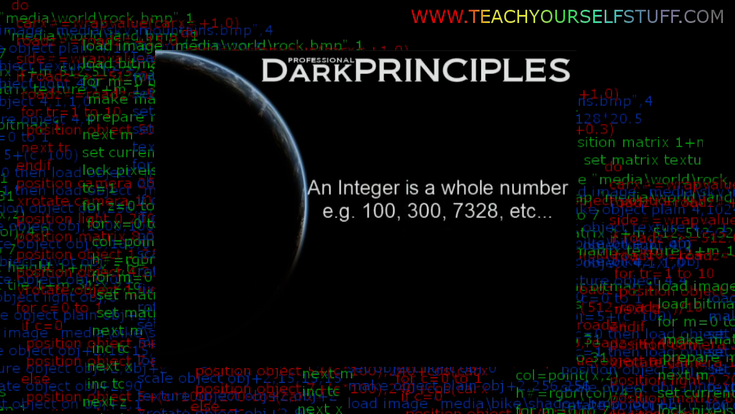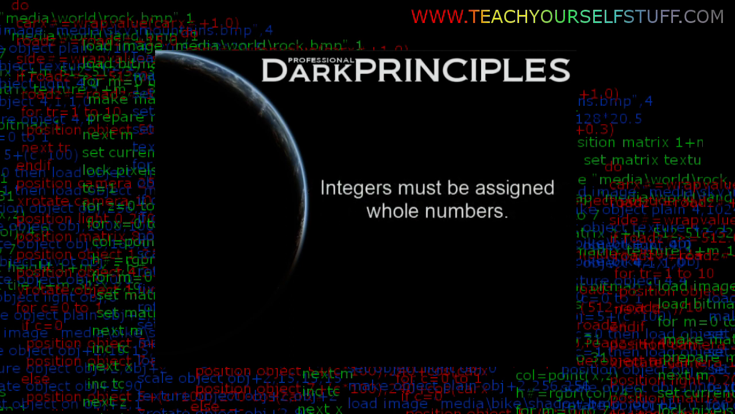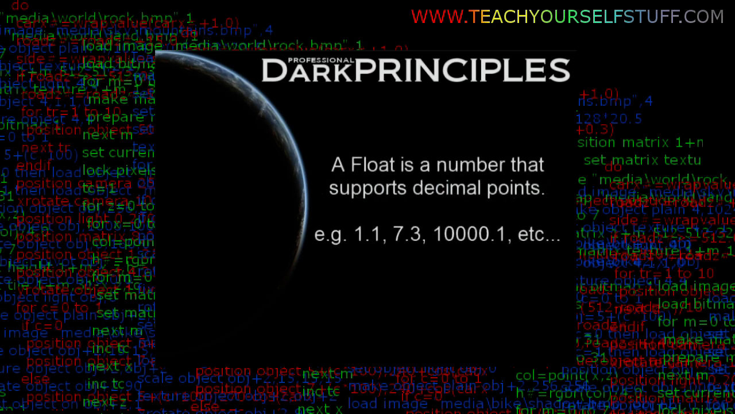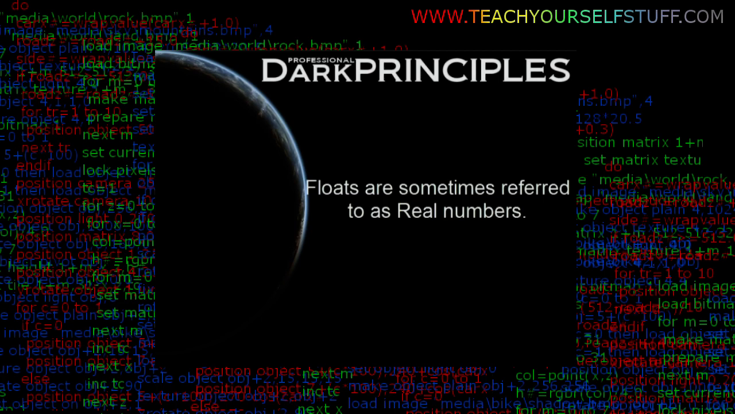An integer is a whole number. This can be 1, 2, 35, or even 65,543, or anything else you like, as long as it's a whole number. A float is a number that supports decimal points, for example 1.1, 2.2, or 3,403.643, or any other number that is not whole.